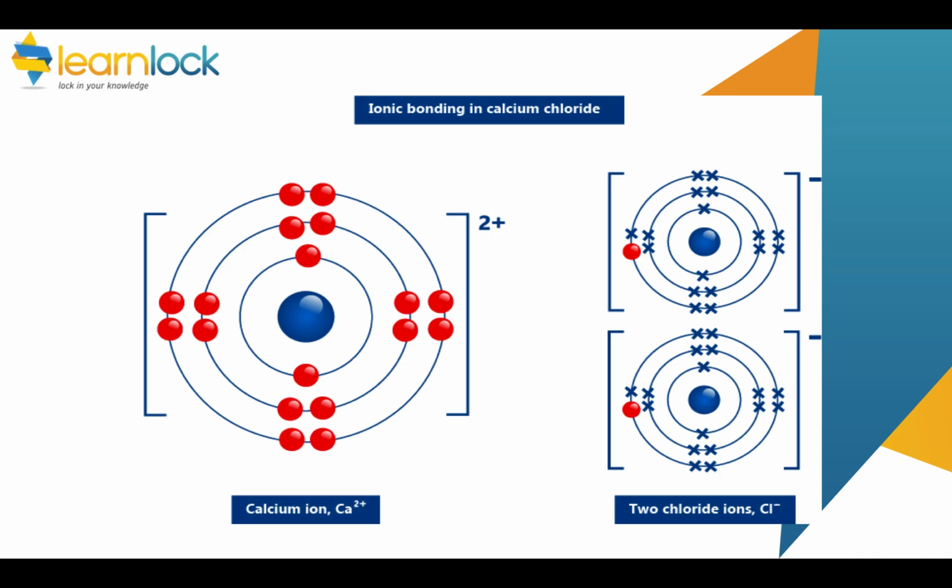Another example is calcium chloride. This one's slightly different. Calcium loses 2 electrons to become full, but it needs to give those 2 electrons to 2 different chloride ions. So 1 chloride ion here, 1 chloride ion here. And as you can see, the formula for this would therefore be CaCl2, because there's 1 calcium and 2 chlorides.